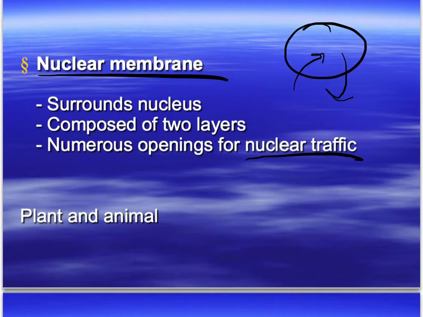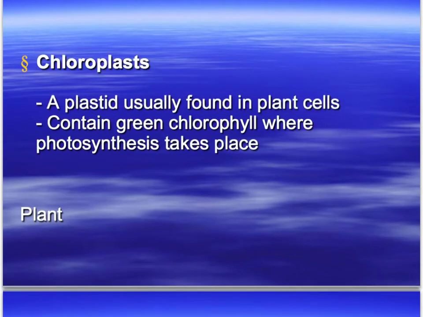It has numerous openings for nuclear traffic, so molecules that want to come in have to be able to fit through the pore in order to get there, and the nuclear membrane is composed of 2 layers. This particular organelle is found in both plants and animals.